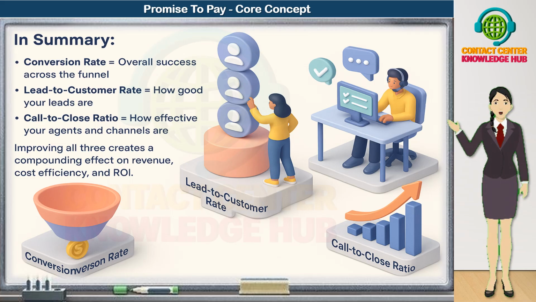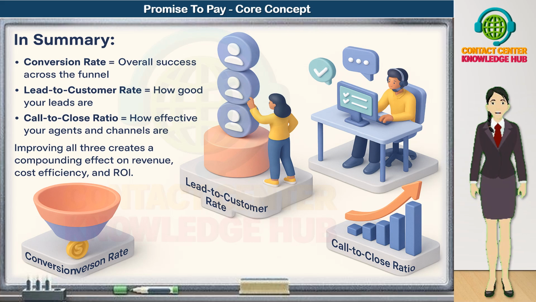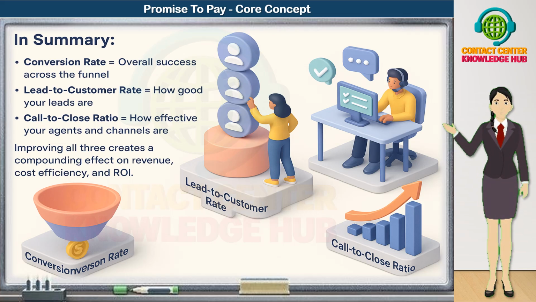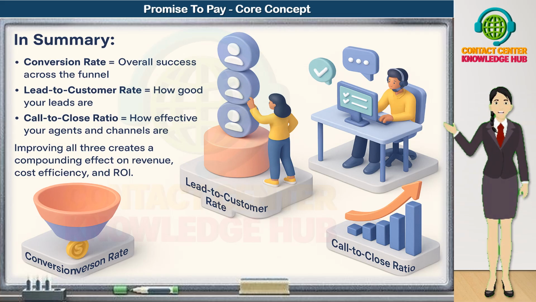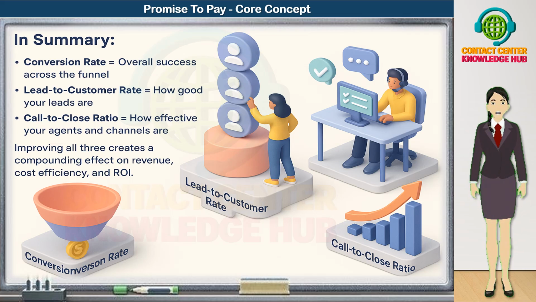When you improve all three, conversion rate, lead-to-customer rate, and call-to-close ratio, you create a compounding effect on your business. That means higher revenue, better cost efficiency, stronger ROI, and a more predictable growth engine. These three metrics aren't just numbers. They're powerful levers for strategy, marketing, operations, and performance excellence.